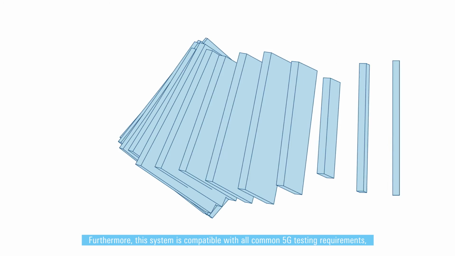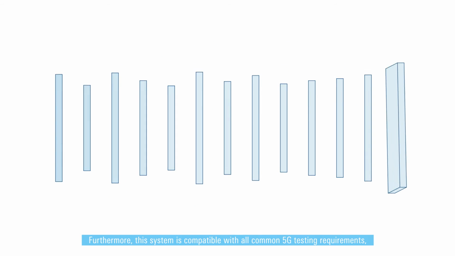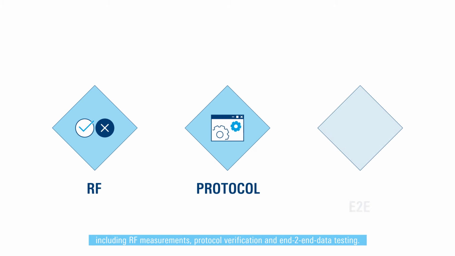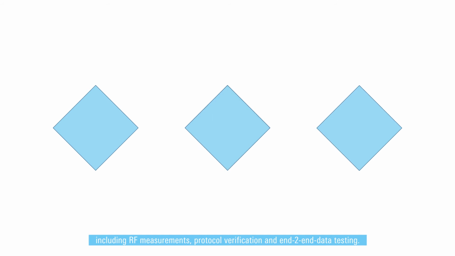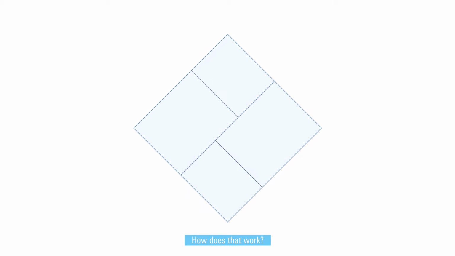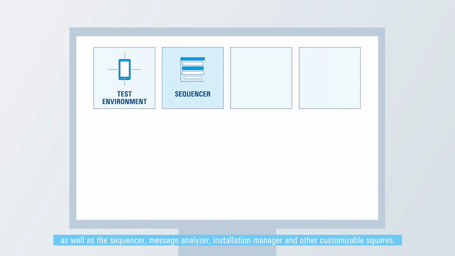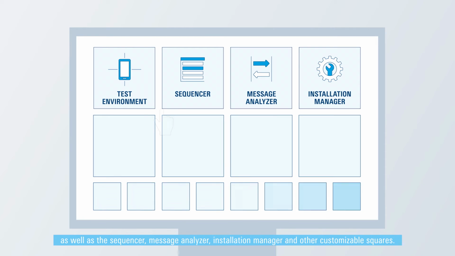In CMsquares, we have combined signaling and non-signaling tests into one graphical user interface. Furthermore, this system is compatible with all common 5G testing requirements, including RF measurements, protocol verification, and end-to-end data testing. How does that work? Well, the CMsquares home screen directly guides you to the interactive mode, as well as the sequencer, message analyzer, installation manager, and other customizable squares.